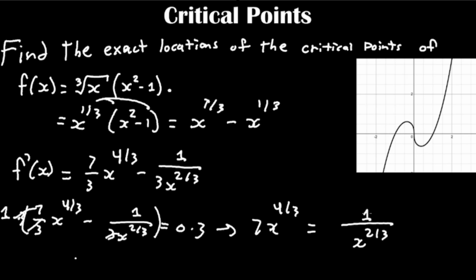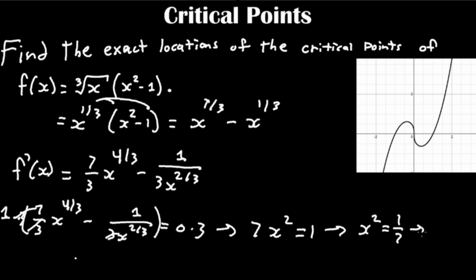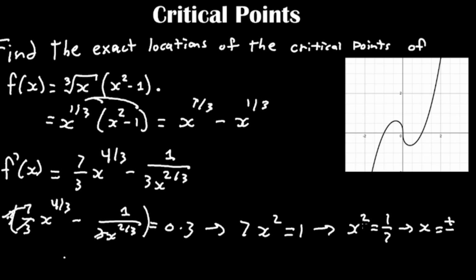And now, since we have this 1 over x to the 2/3, we have the x to the 2/3 in the denominator. We can multiply both sides by x to the 2/3. Now, x to the 4/3 times x to the 2/3, we just add those exponents together. So that would be x to the 6/3, which is just x squared. So what we'll get is 7x squared is equal to 1. This gives x squared equals 1/7. So x is plus or minus, because we have a squared, the square root of 1/7. And you can simplify this a little bit. You get square root 7 over 7.